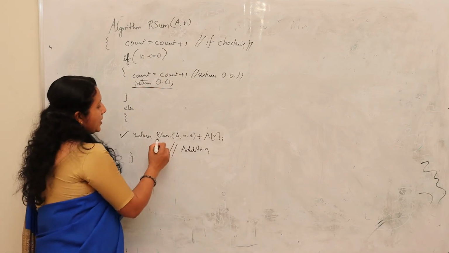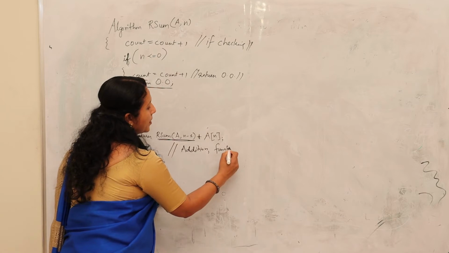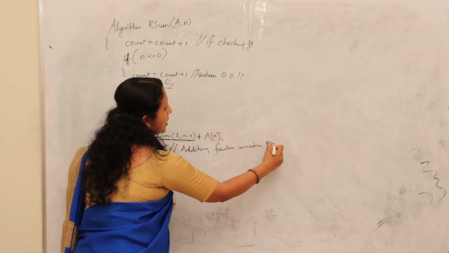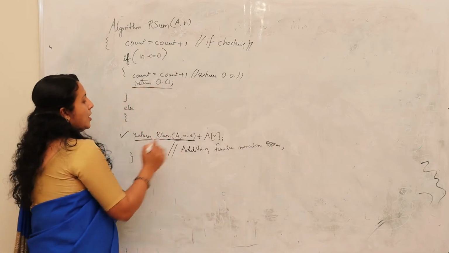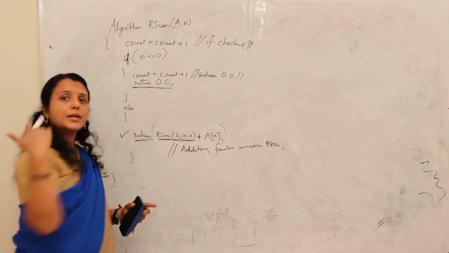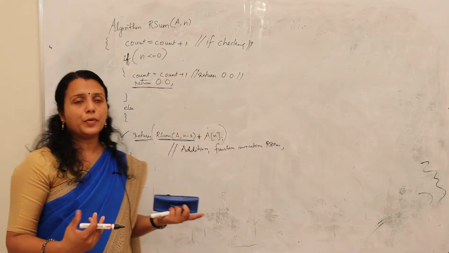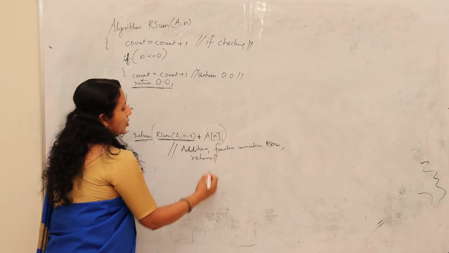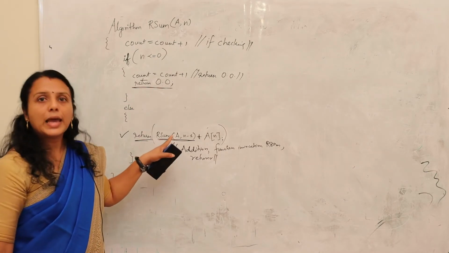And what is the other operation? Function invocation. Okay, function invocation r sum is happening. And what else is happening? Return. So the whole answer is returned back to that address from where this program has been invoked. Okay, so the return is also happening. So these are the 3 important operations that are happening in this else block.